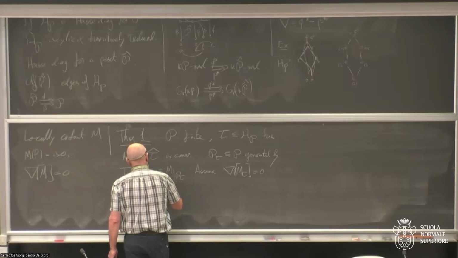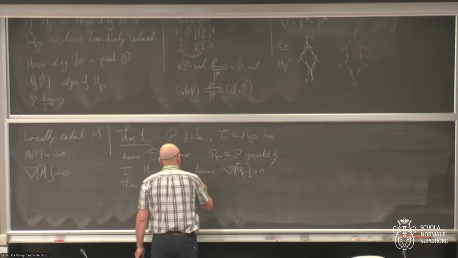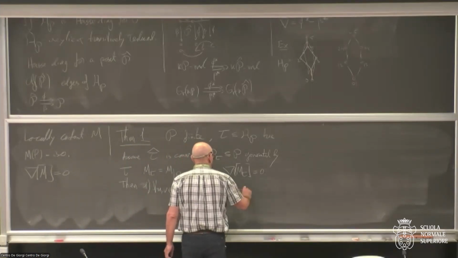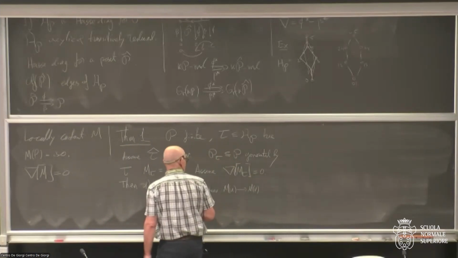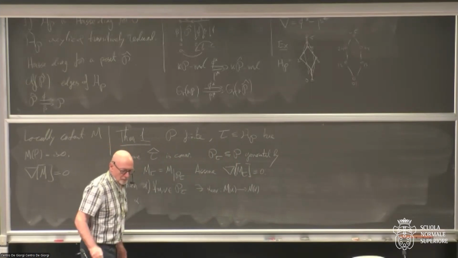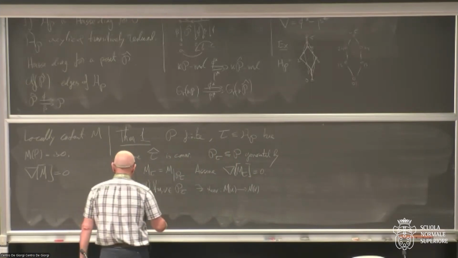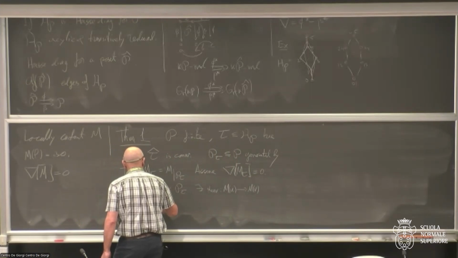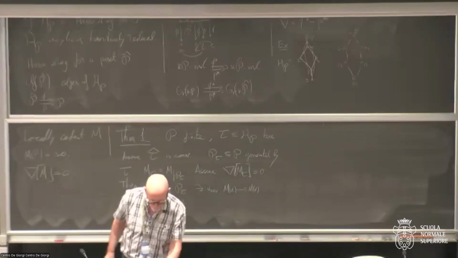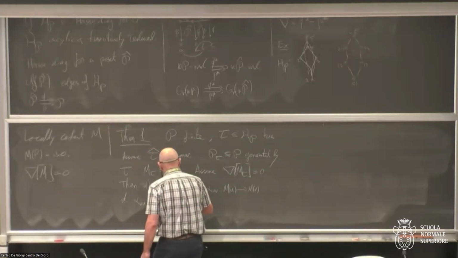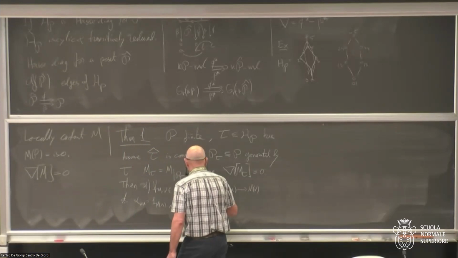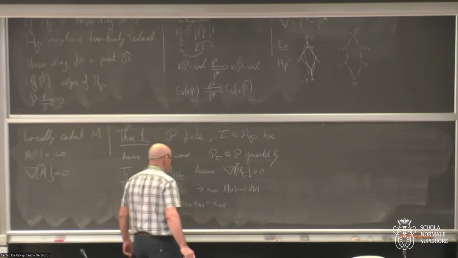So for every U and V in P_T, there exists an isomorphism alpha_UV from M_U to M_V such that alpha_UU is the identity on M_U, and compositions work nicely. So alpha_UV followed by alpha_VW should be alpha_UW. Okay.